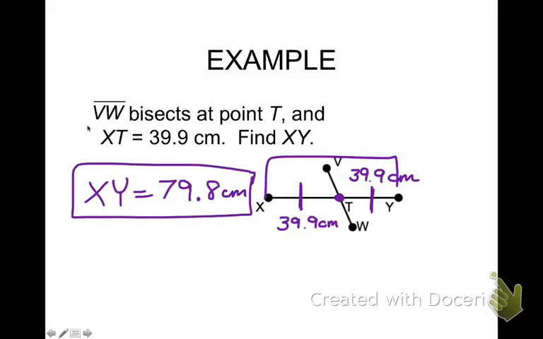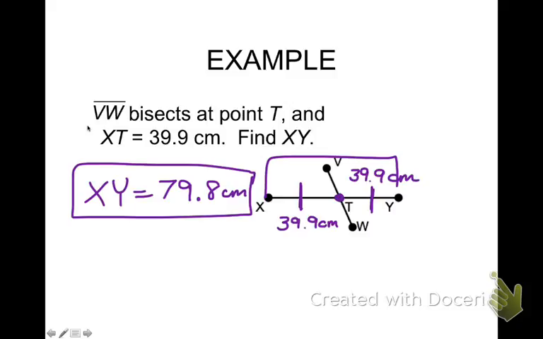Okay? So if you hear the word bisect or midpoint, you should be thinking that you're going to have two congruent parts. And what does it mean when you have two congruent parts? That means you've got two equal measures. Okay? Questions with that one?